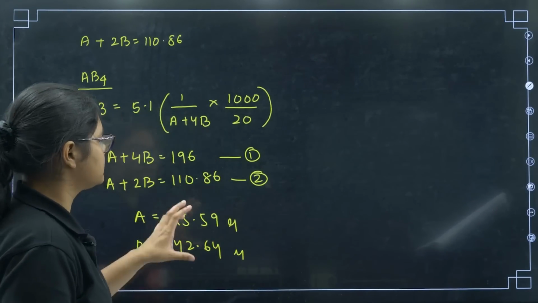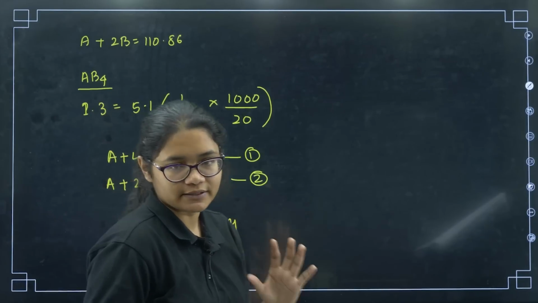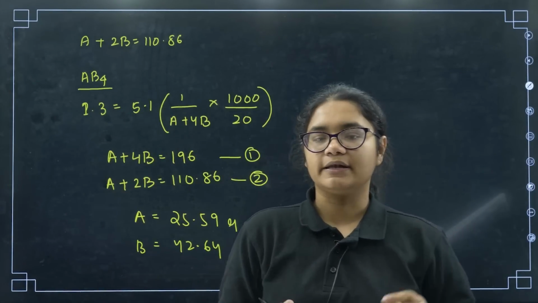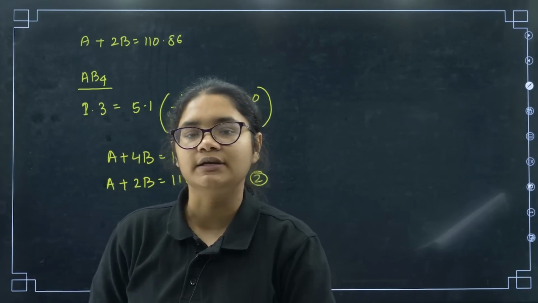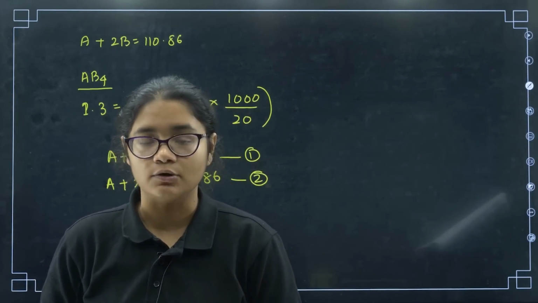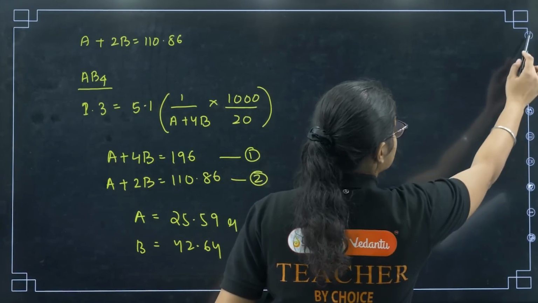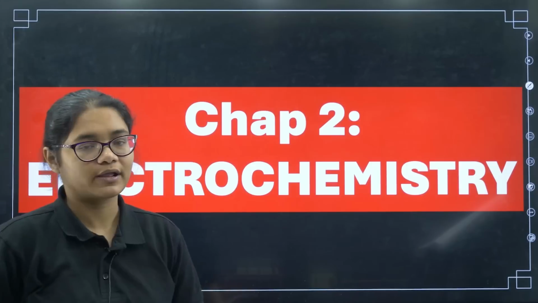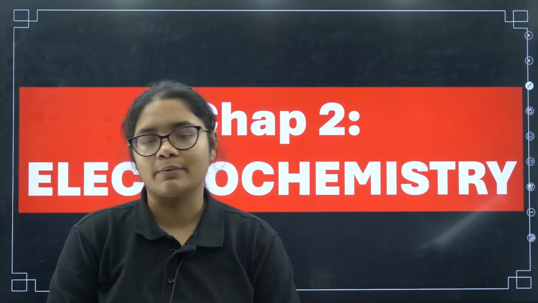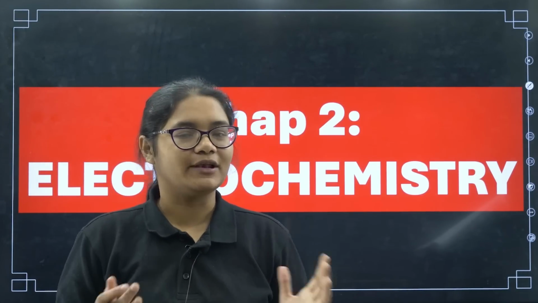Okay, so this is the way you have to solve this question. A little bit lengthy question, but yes, you can practice similar questions. It can be asked in the exam because it is there in your question bank. Now we will move to the next chapter, that is electrochemistry, and we'll be seeing 20 questions from this chapter. Okay, so let's continue.